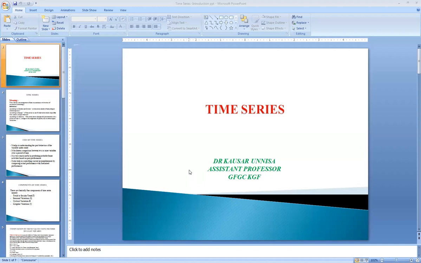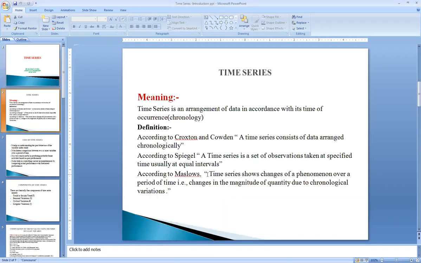Time series is nothing but the arrangement of data in accordance with its time, or the chronological arrangement of data according to the time it occurs, is called time series. Generally, time series is nothing but the arrangement of data according to time in chronology.